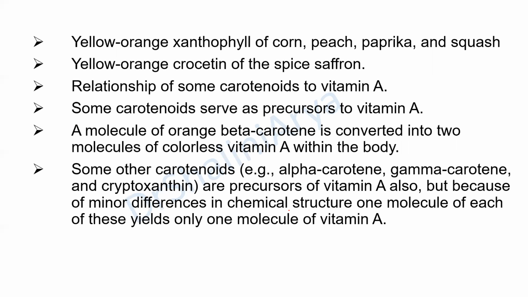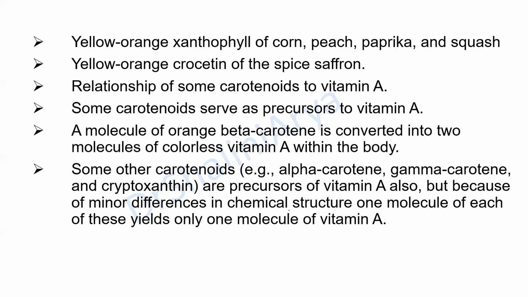There are many other carotenoids, such as alpha carotene, gamma carotene, and cryptoxanthin. They are all precursors of vitamin A. But what is the difference? Minor differences in chemical structure mean the conversion factor is different. In all of these cases, one molecule yields only one molecule of vitamin A, but in the previous case, there were two molecules of colorless vitamin A.